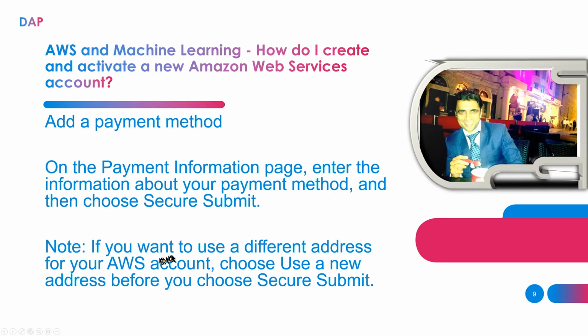So just note, if you want to use a different address for your AWS account, choose use a new address before you choose secure submit. Okay, this is just an additional note.